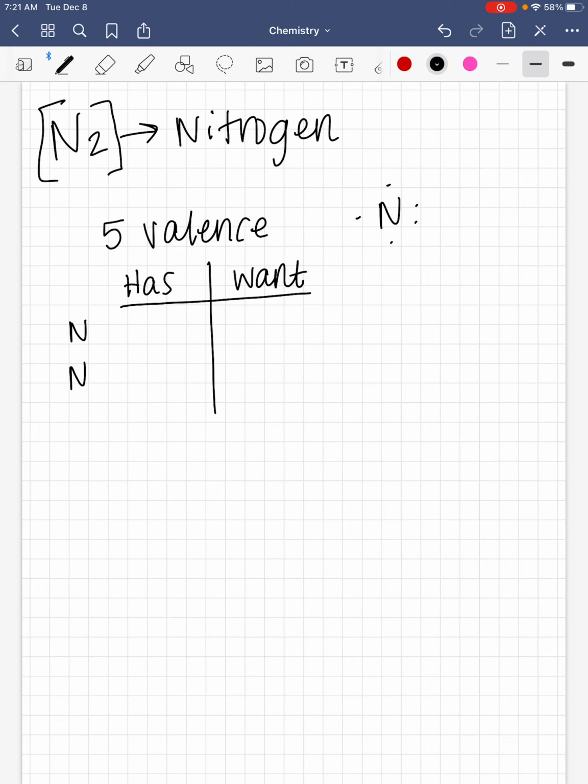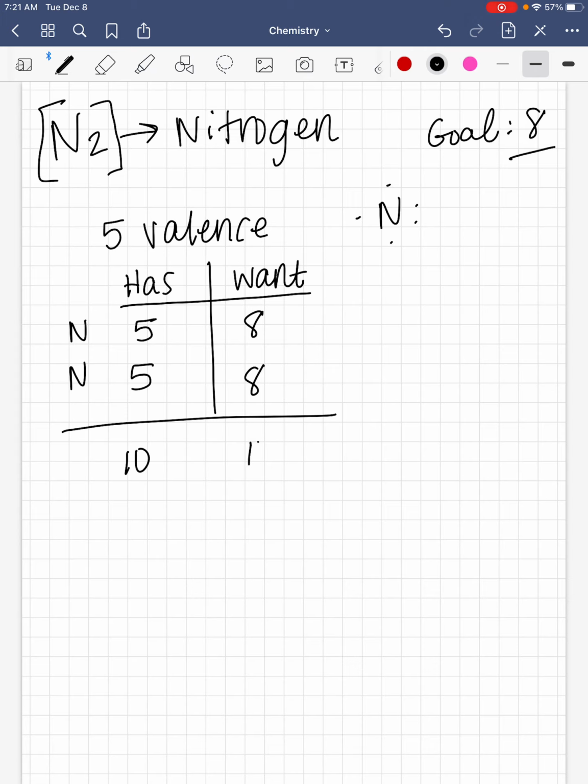So nitrogen, we said, has 5 valence electrons, so I'm going to put a 5 here. There's a second one, so I'm going to put a 5 there as well. And the goal is 8, with the exception of a few. Goal is 8 valence electrons in your outer shell. So we have 8 here, 8 here. So what you're going to do next is add these all up, if you remember from the PowerPoint. So it has 10 valence electrons, but it wants 16. Okay? Your want is also going to be your final, and your has is your current.